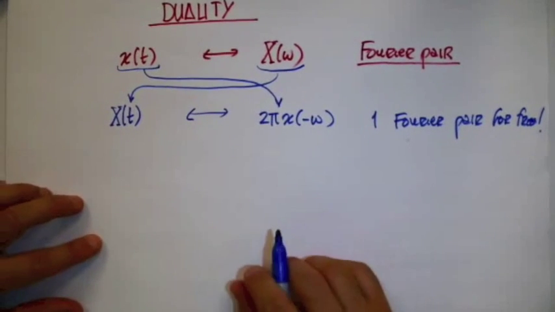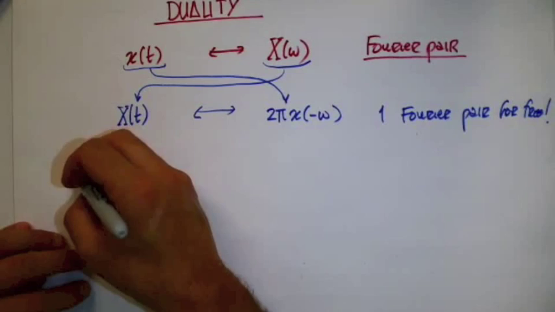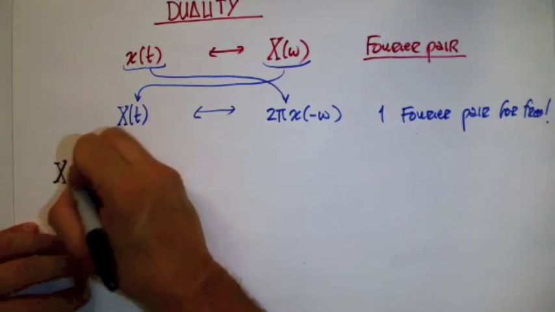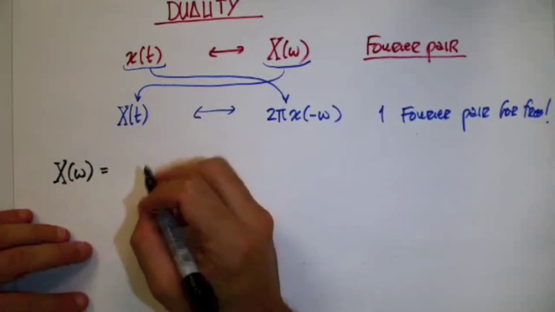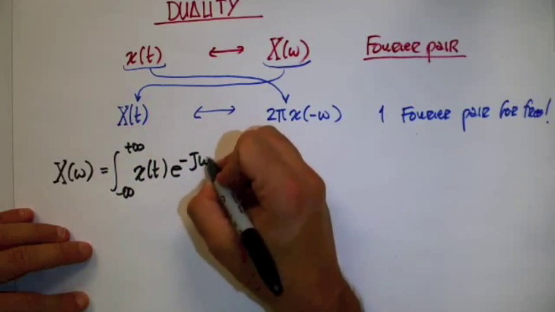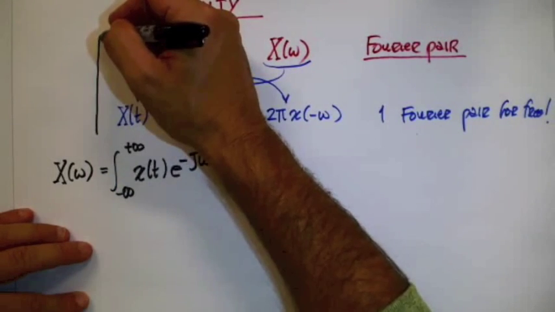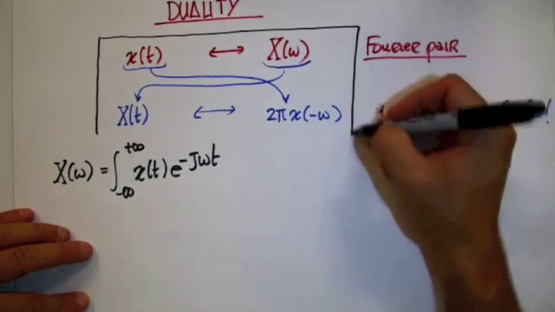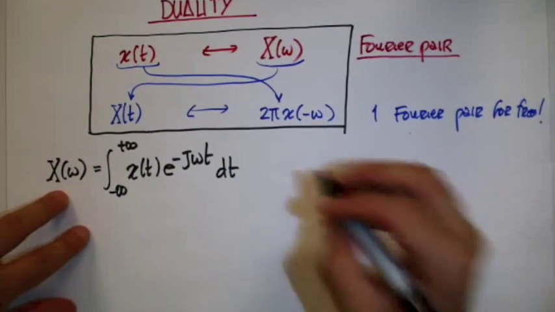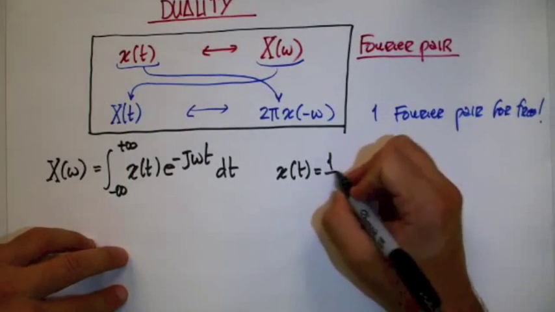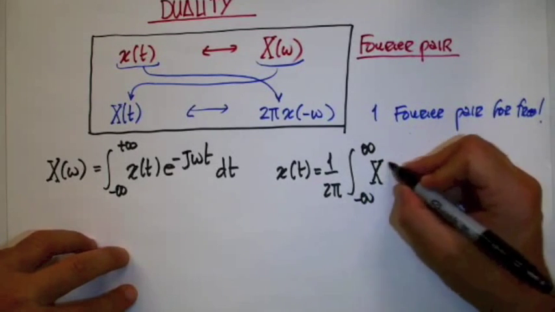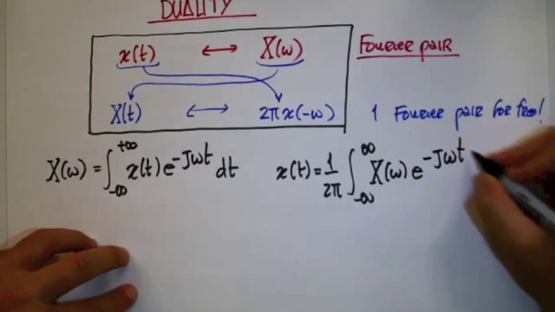Let's prove this, and the derivation is very simple because we need to remember the definitions of the Fourier transform and inverse Fourier transform. This is equal to the integral from minus infinity to plus infinity of x of t e to the minus j omega t. So we want to prove this result. And this is the definition of the Fourier transform. What about the inverse Fourier transform? This is also easy because it's 1 over 2 pi integral from minus infinity to infinity of capital X of omega e to the plus j omega t d omega.